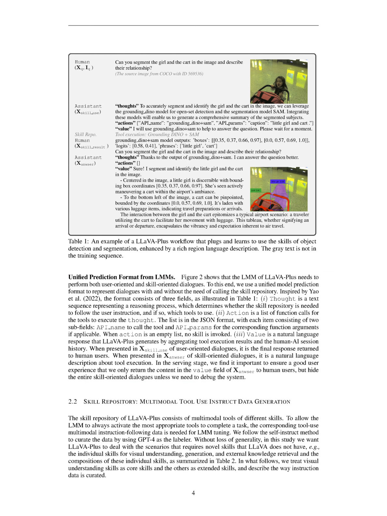Section Summary. The paper introduces LLaVA+, a modularized system architecture that allows a language and vision model, LMM, to learn and use a wide range of skills. This enables the LMM to expand its capabilities and interface, and perform both user-oriented and skill-oriented dialogues, resulting in a more flexible and engaging human-AI interaction. The LLaVA+ model uses a unified prediction format to represent dialogues, which includes a thought sequence, action list for tool execution, and a value field for generating natural language responses.